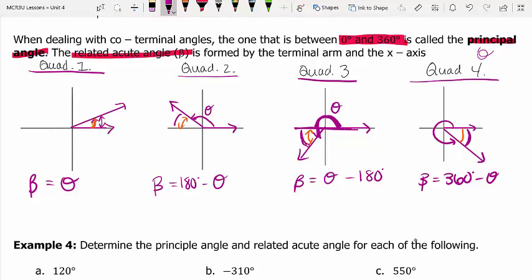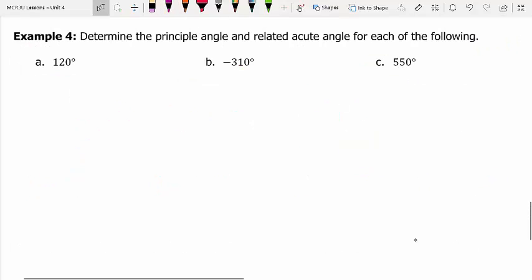So keep these 4 techniques in mind when you are solving for related acute angles. Some of you will just know it, no problem. Some of you need to see this visual, this little breakdown that I just gave you. Okay, so our last example. Let's determine the principal angle and the related acute angle for each of the following.